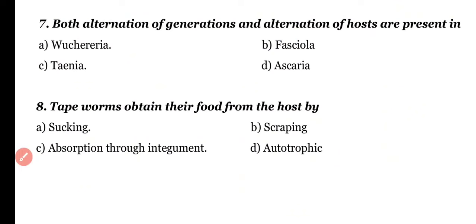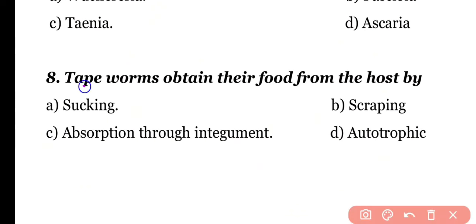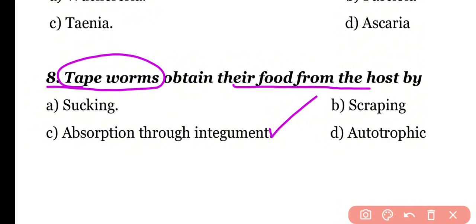Question number eight. Tapeworms obtain their food from the host by sucking, scraping, absorption through integument, autotrophic. Correct answer hai iska option C. Tapeworm class Cestoda se belong karta hai, chunki isme digestive system completely absent hota hai, to ye food se host ko absorb karta hai through integument. Correct answer hai option C.